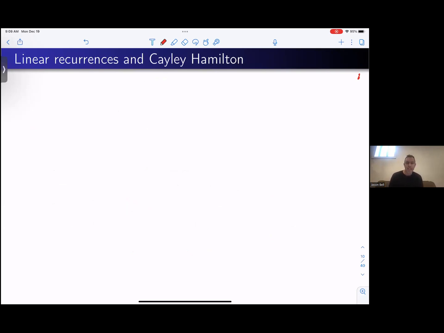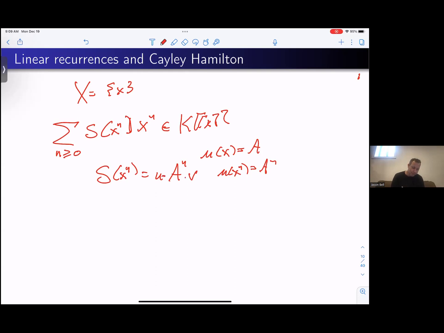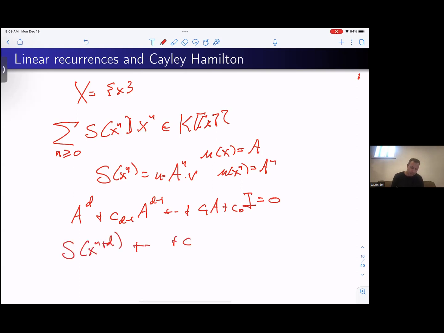And like we said, this is connected to the linear recurrence because when X is a one-letter alphabet, our non-commutative series just becomes a rational series in one variable. Saying that we have a linear representation is saying that for s of x to the n, we have mu of x, say, as A. So mu of x to the n is A to the n. And because we have the Cayley-Hamilton theorem, we have some recurrence like this. And that's going to give us a recurrence on the coefficients.